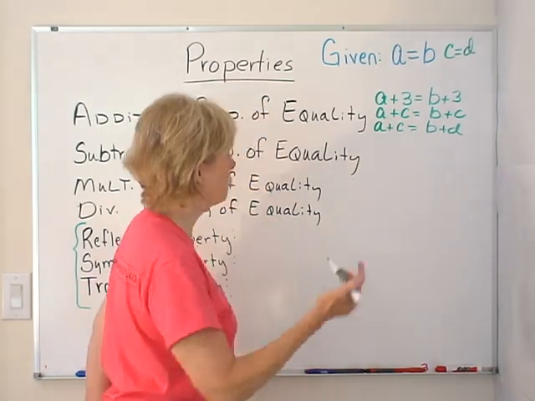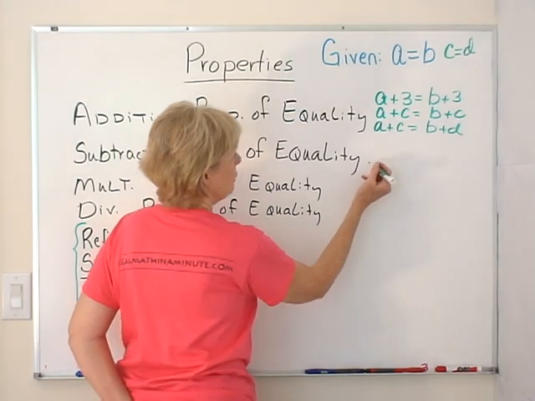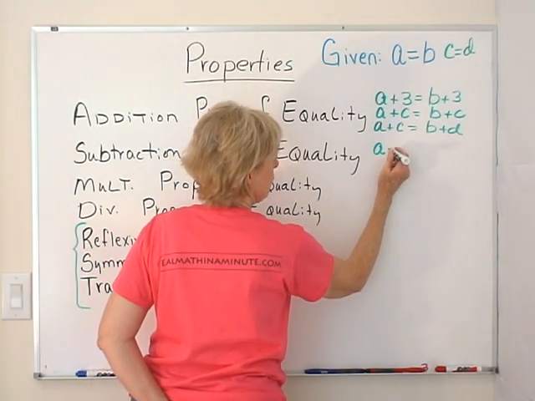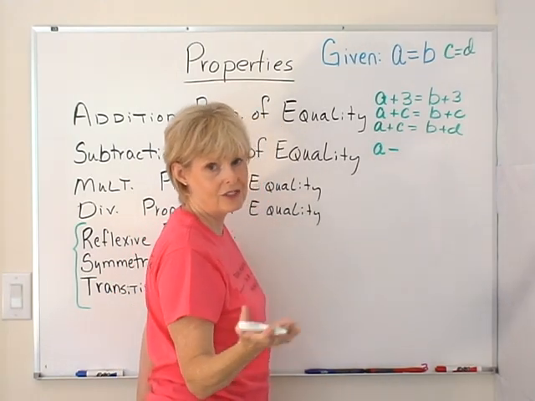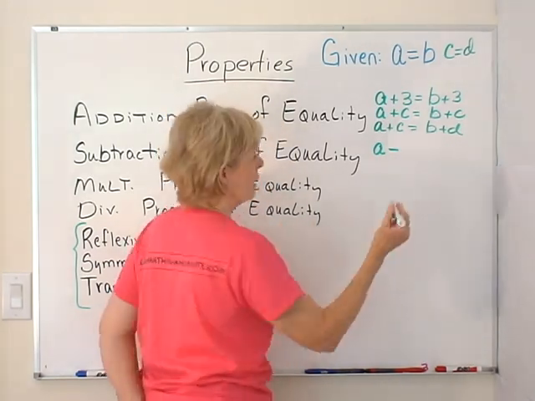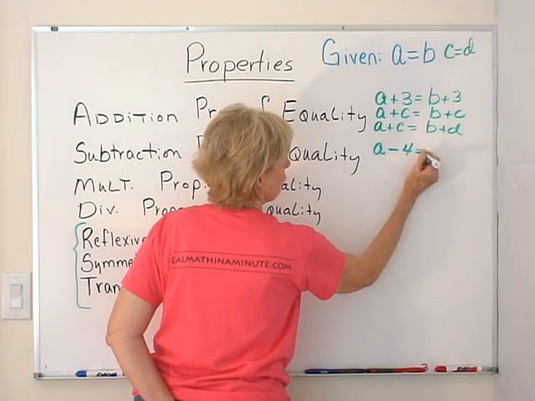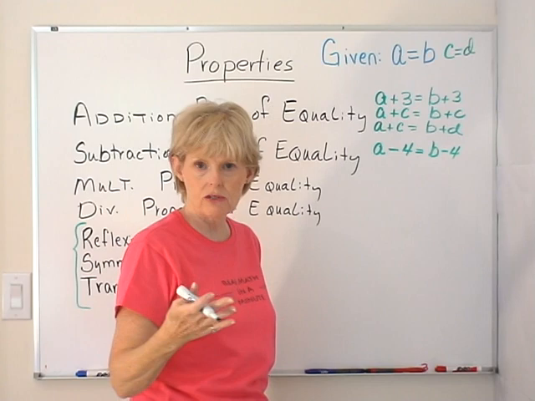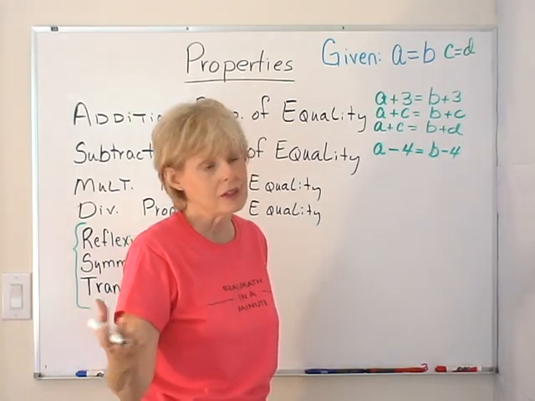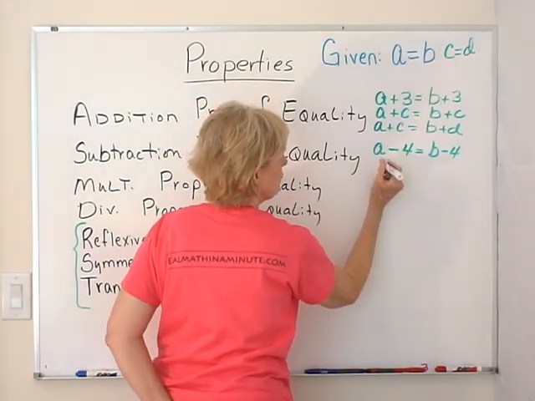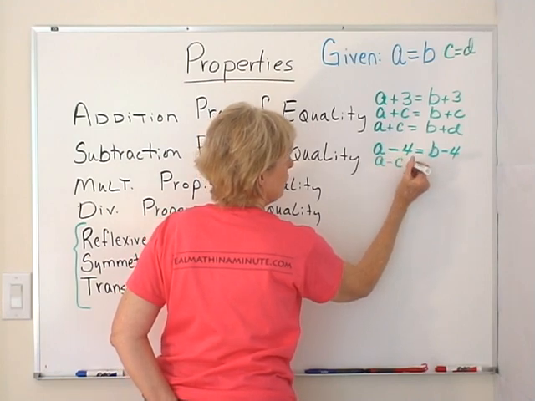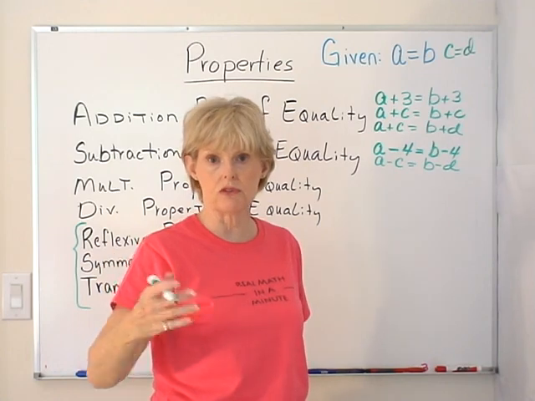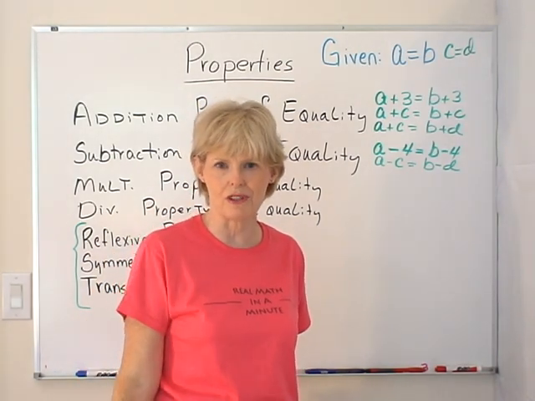So addition is done. Subtraction would be if you subtracted from both sides. Given A equals B, if you subtracted anything that is the same thing from both sides, say we subtract 4 from A, and A is equal to B, and then we subtract 4 from B. What is our reason? Subtraction property of equality. And again, if C is equal to D, then I could subtract C from one side and I could subtract D from the other side, and my reason in my proof is subtraction property of equality.